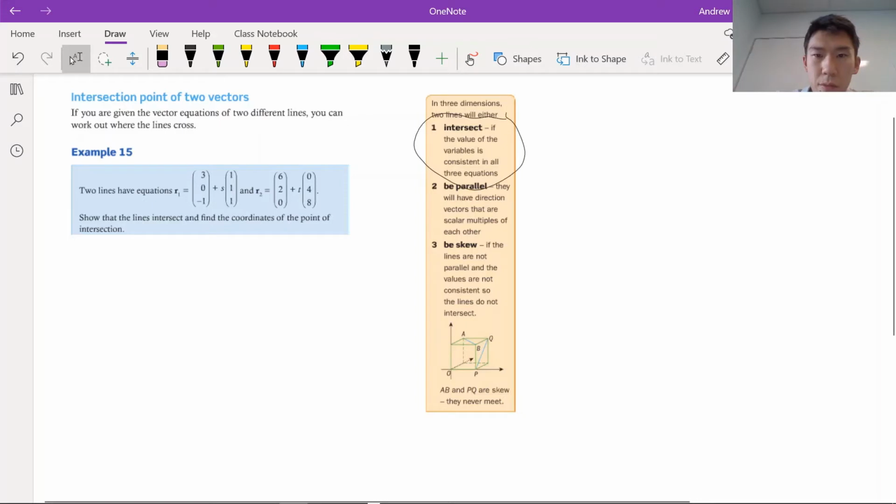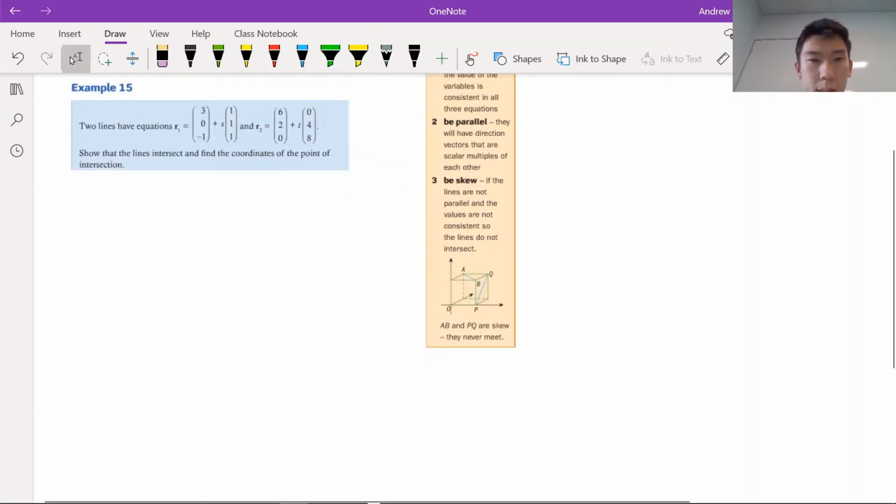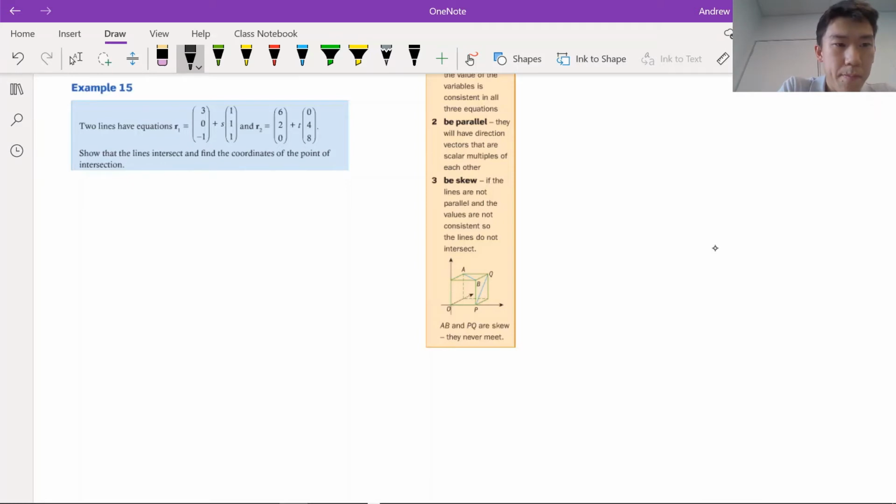Two lines will intersect if the value of the variables is consistent in all three equations. So the variables we're talking about here are s and t, right? And this is how we go about it. Let's look at r1 and r2 separately and come up with some equations for s and t, right?